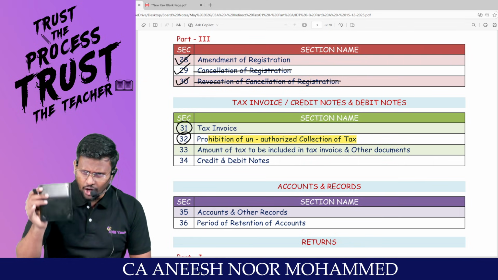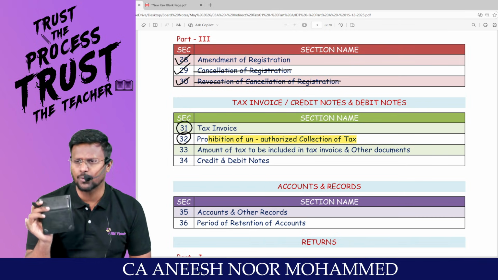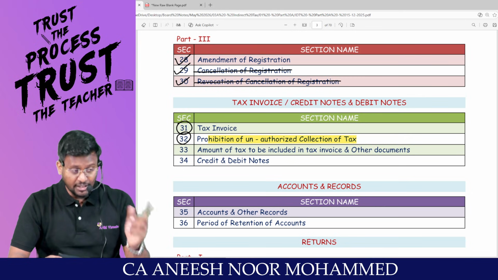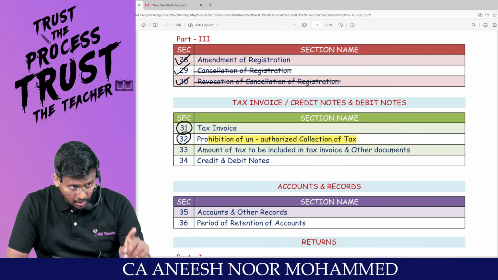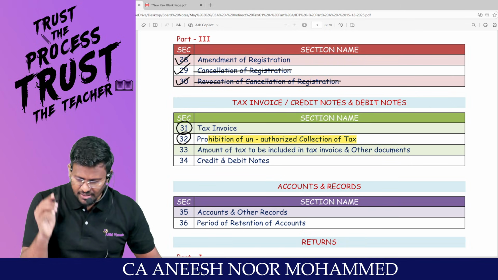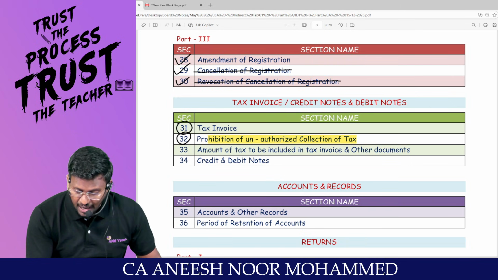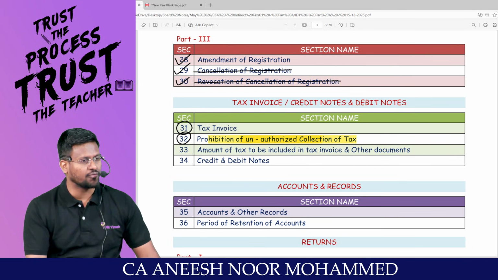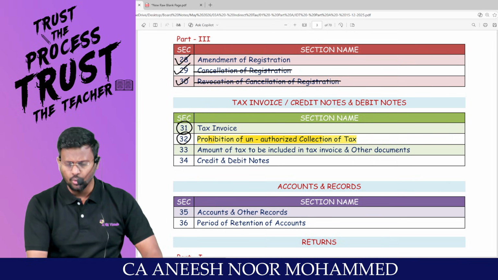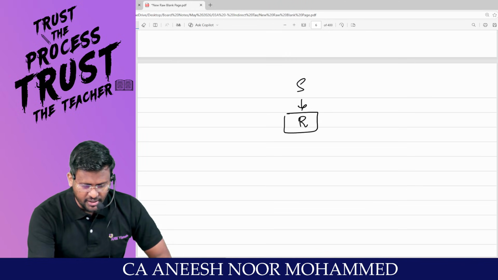If the rate of GST is 12% per calculator, can I collect 18%? Okay, can I collect 28%? No, sir. If I am collecting 18% or 28% instead of 12%, then I am doing unauthorized collection of tax. That is prohibited. So what is Section 32? Prohibition of unauthorized collection of tax.